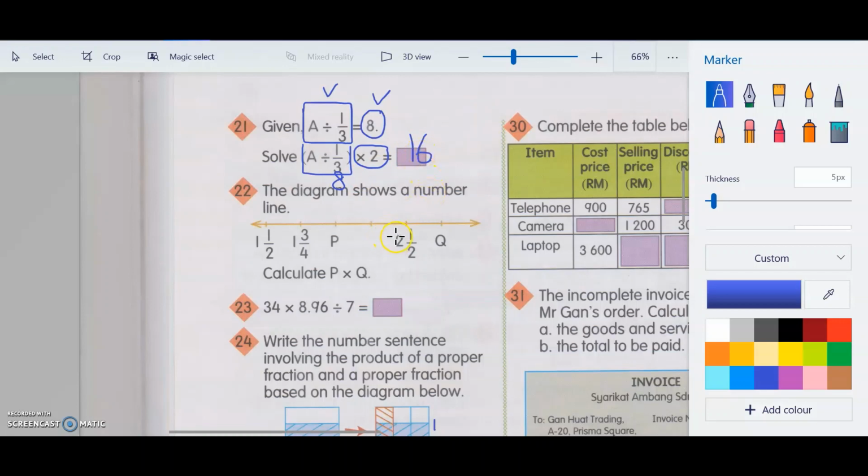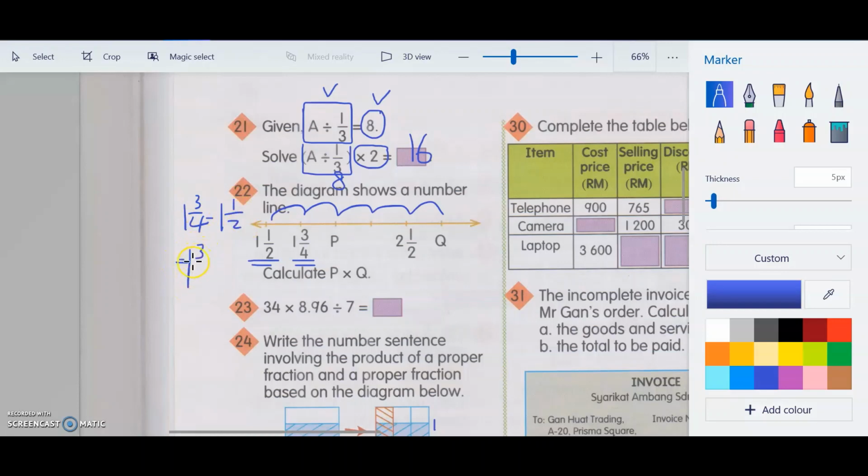Okay. Question 22. Calculate P times Q. We need to find out what the pattern is here. What is the pattern going forward? Do we plus 1? Do we plus 2? So what we can do is take the fractions that are side by side, then we minus each other. So we take 1 3 over 4 minus 1 1 over 2.